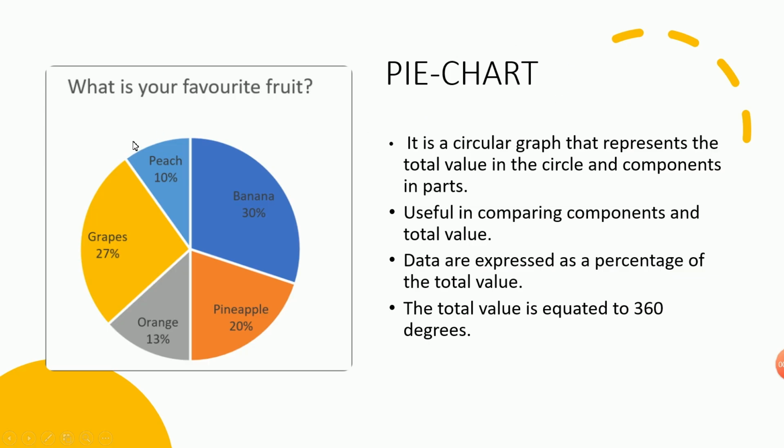So pie chart, it is a circular graph that represents the total value in the circular part of components. A big circle is divided into certain percentages based on the data being fed. It is useful in comparing components and total value.